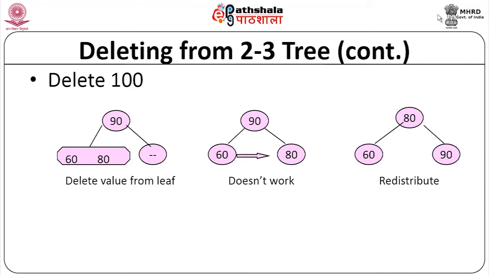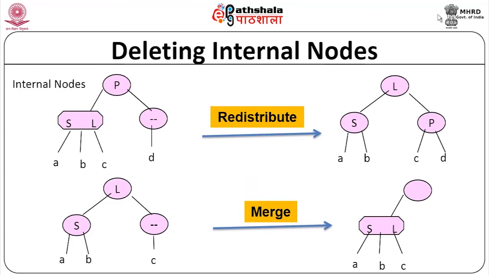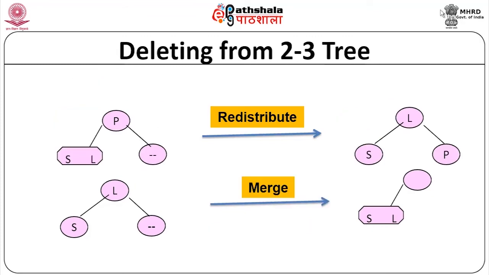Now, suppose we want to delete 100, delete the value from the leaf. So, you delete 100 from the leaf, it does not work. So, you redistribute it such that you get what you want. So, deleting from a 2-3 tree has 2 operations. You have S, L and a parent with 1 child and you have an empty right subtree. Then you redistribute it such that S, L and P, a small rotate, that is a redistribution. Or you have S, L and an empty node. Then what you do, you move it up and merge S, L.